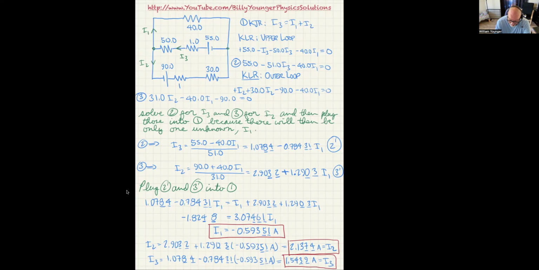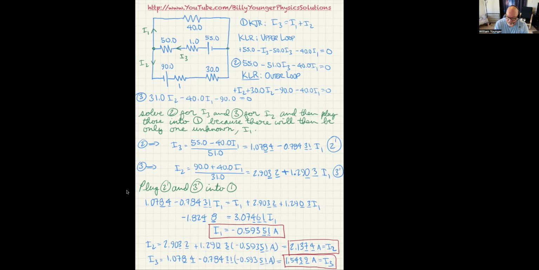But now I have completely solved the system of equations, and I can now state all of the currents. I1 is equal to 0.593 amps, and it's obviously going in the opposite direction as we labeled. I2 is 2.14 amps, and I3 is 1.54 amps. Now that we've done that one, I can go on to another example.